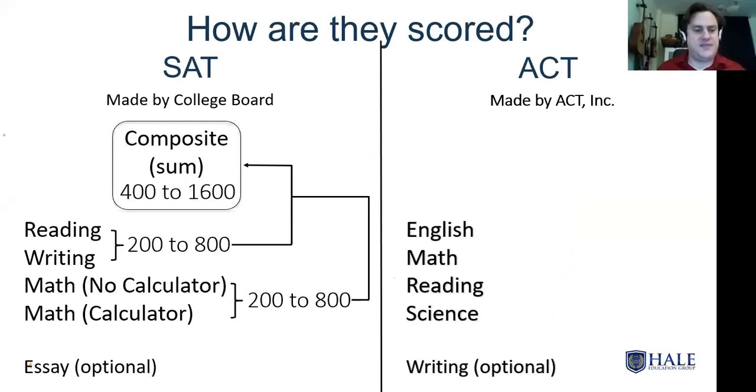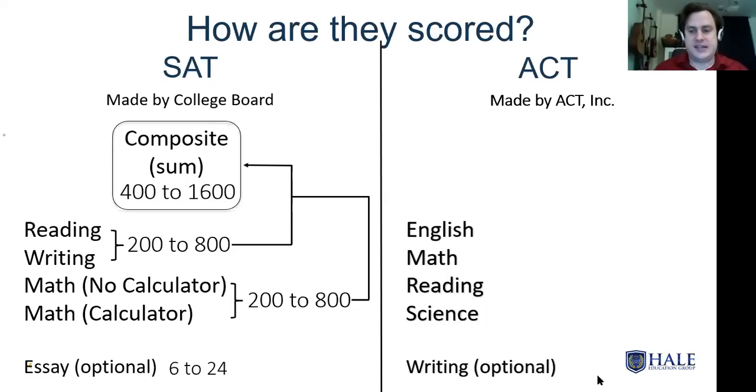Your SAT test is 4 sections. You got a reading section, then you got a writing and language section, which is grammar, and then you have 2 math sections. One is a calculator section and one is no calculator. Then you have an optional essay.